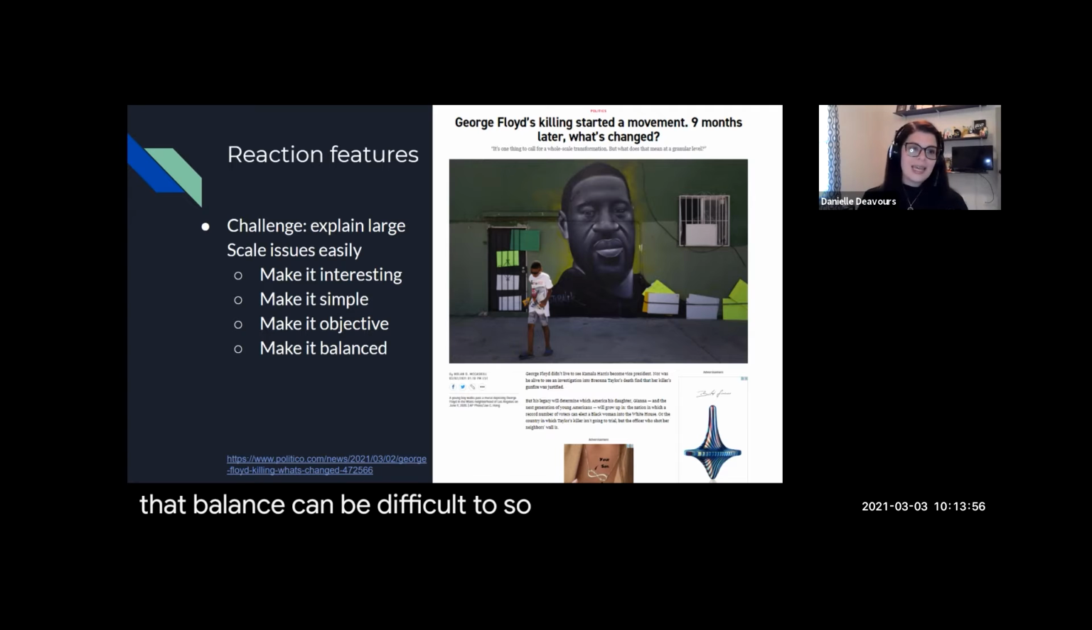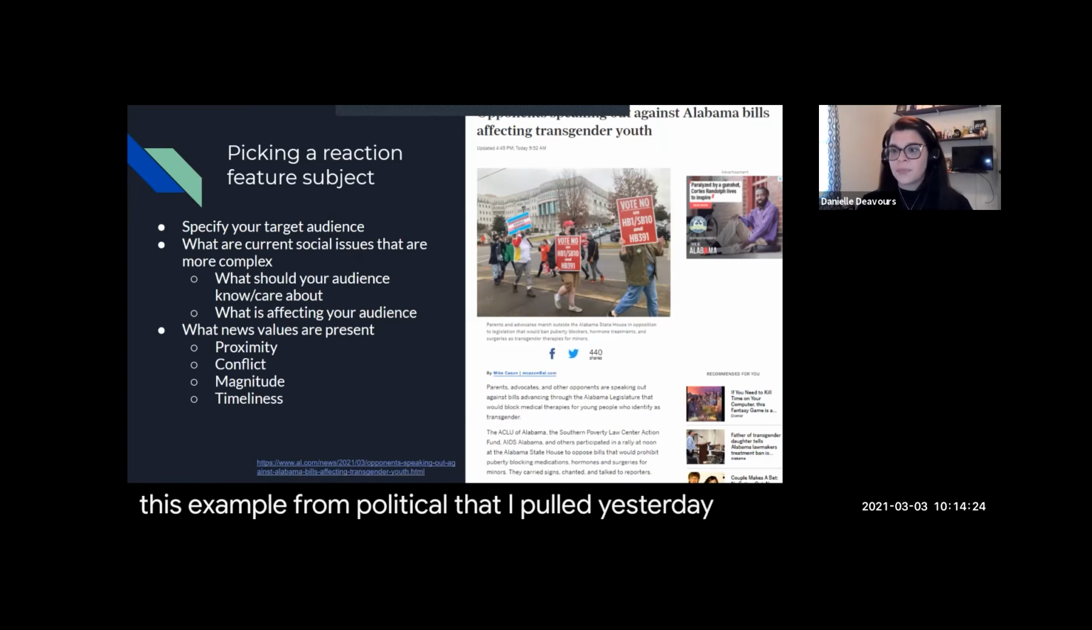We can take a very complex topic like a race movement, the Black Lives Matter movement, the protests that happened after George Floyd's death, and really synthesize it to show: here are the updates of what is happening, here's how the nation reacted to it, and here's how it's actually affecting the communities that are experiencing that. That's this example from Politico that I pulled yesterday.